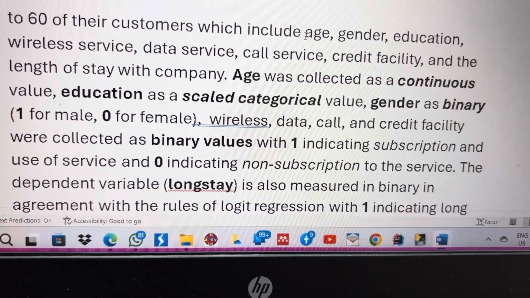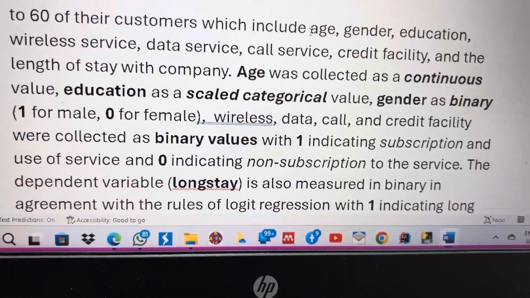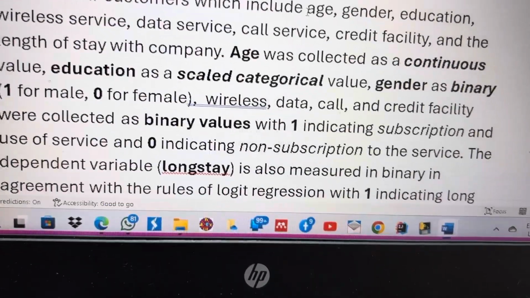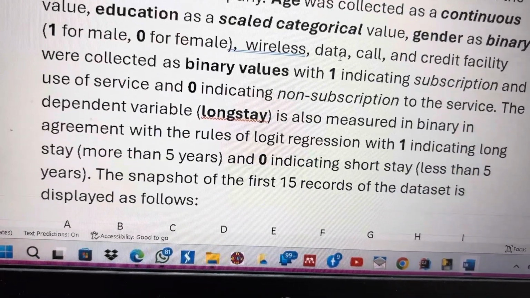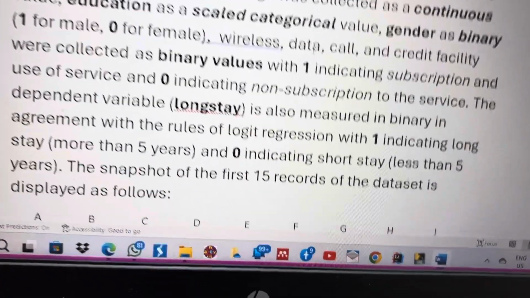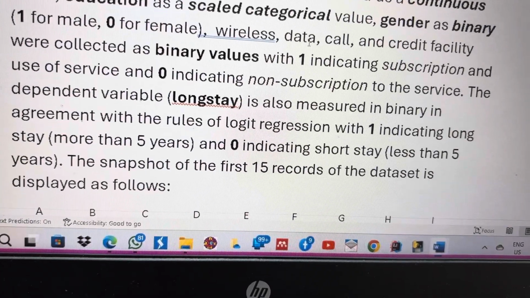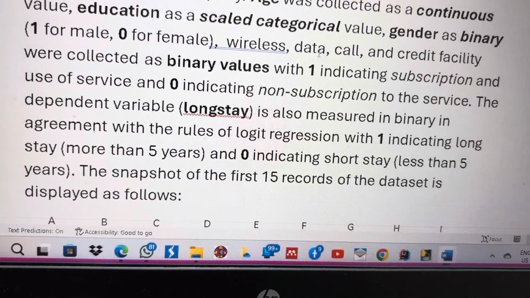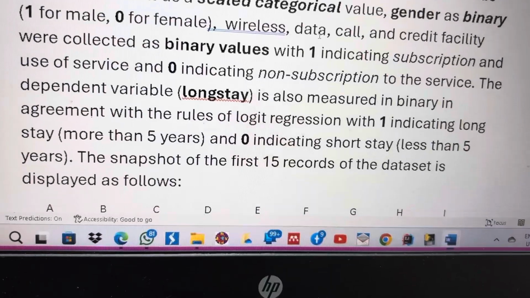The dependent variable, that's long stay, is also measured in binary in agreement with the rules of logistic regression, with 1 indicating long stay, maybe more than 5 years, and 0 indicating short stay, maybe less than 5 years. Now the snapshot of the first 15 records of the data set is presented here.